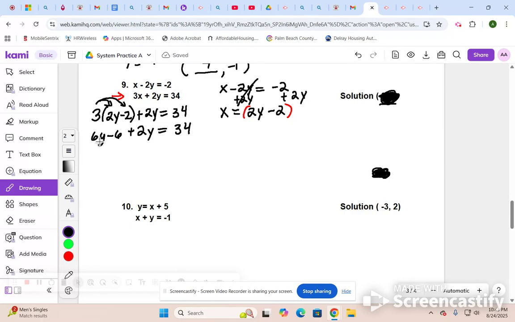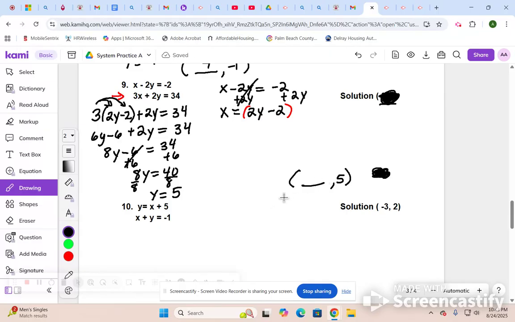6y plus 2y is 8y, minus 6 equals 34. Add 6 to both sides. 8y equals 40. Divide by 8. That means y equals 5. So we know the y value is 5. But we still need the x value.